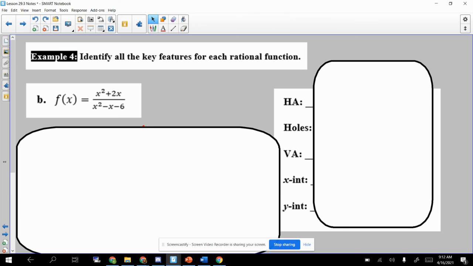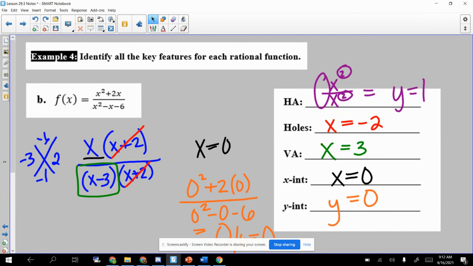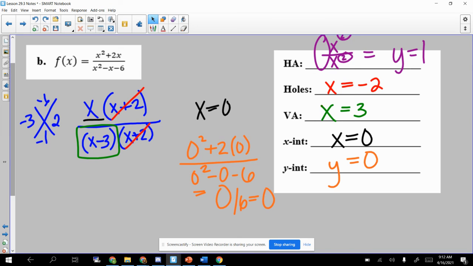All right, so hopefully you paused and you came up with this here. So again, your horizontal asymptote, they had the same degree. So we made a ratio of 1 over 1, so y equals 1. Your holes, what canceled here was the x plus 2, so you have a hole at x equals negative 2. What's left in the denominator is x minus 3, so x equals 3 is your vertical asymptote. Your x-intercept is what's left in the numerator, and that's just x, so set that equal to 0, x equals 0. So again, we're going to write that as (0, 0).